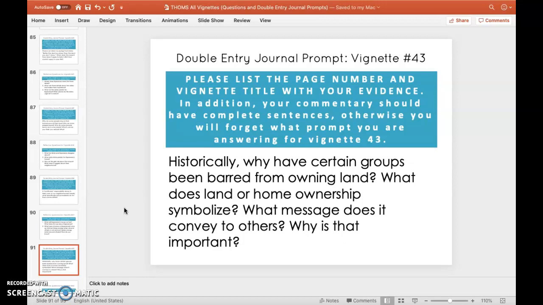For this double entry, you want to make sure you are using a T-chart. Evidence from the novella goes on the left. That supports commentary on the right. There is a template for a double entry journal and a reading response on our Edsby page. You can also find it on our Google Drive. You'll want to go ahead and pause this video now before I read vignette 44.